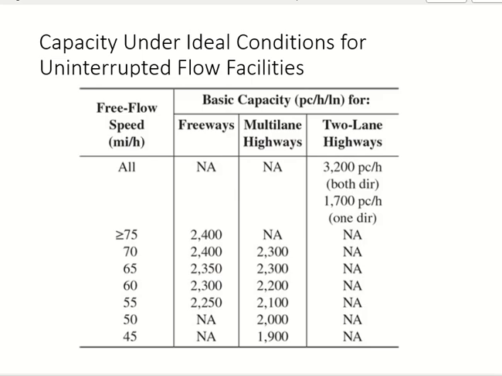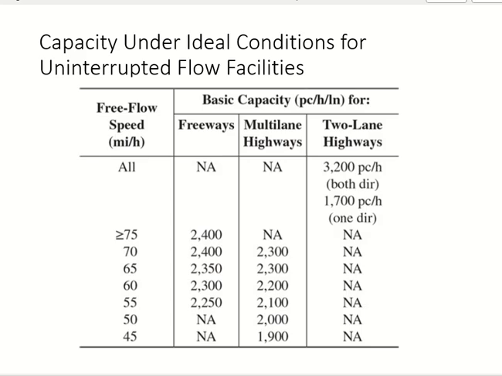So for freeways and multi-lane highways, it depends upon the speed. Speed decreases, capacity decreases. Speed increases, capacity increases, because speed means the design of the road is getting better, right? More speed means what? Better design. Got it? So capacity would be naturally higher. A better road will have more capacity, right? Then we come to 2-lane highways.